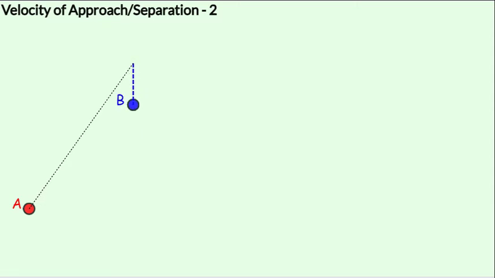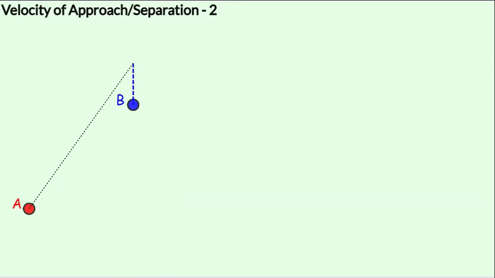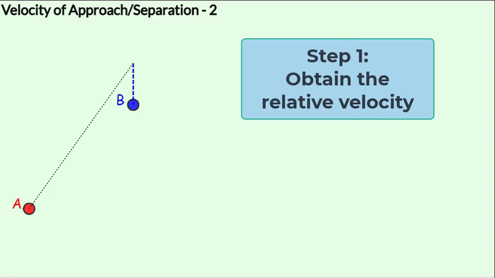Here, the blue ball B is traveling with a uniform velocity in the downward direction. And at this point, we take a snapshot of the blue ball. Like in the previous example, the red ball at A remains stationary. Let's now find out whether this is the velocity of approach or separation, and we begin with the first step of obtaining the relative velocity of B with respect to A.